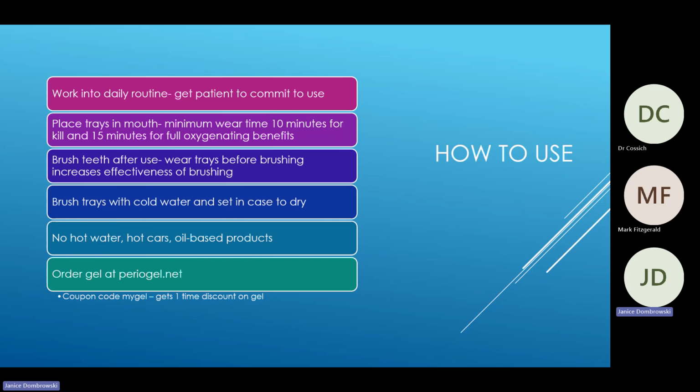No hot water. I don't know why it says hot cars, but no hot oil or oil-based products. Oil-based products break down the trays. And trays should last 5 to 10 years if they're taken care of. Oh, no hot cars. Don't leave the trays in hot cars. That's why that's on there, because it will warp the trays. Just like they tell you not to do the same with retainers. So a hot environment, we don't want to keep these trays in.